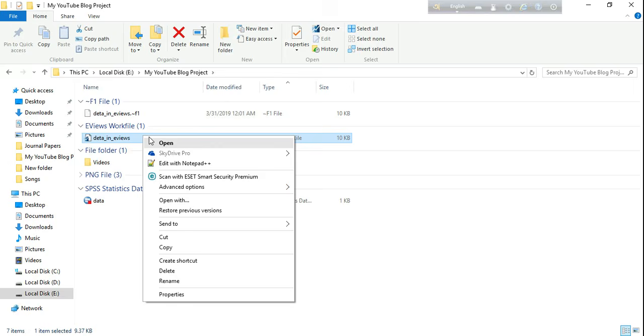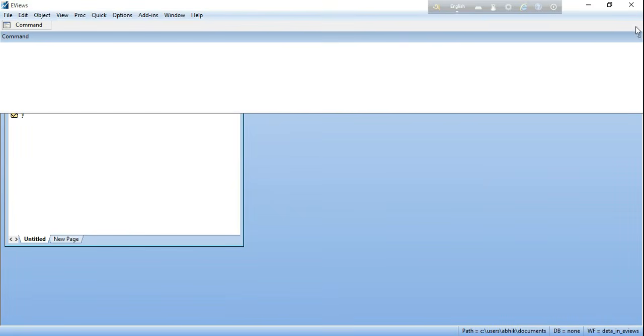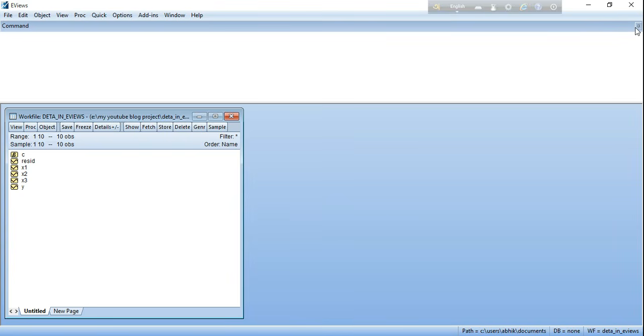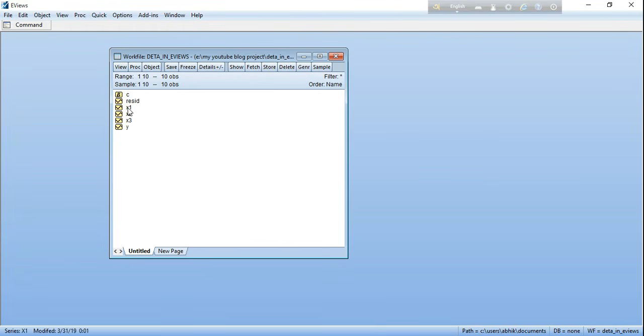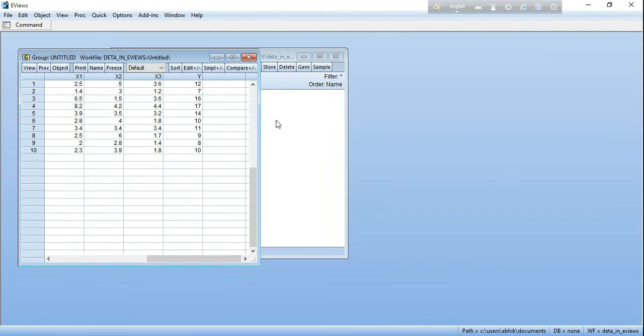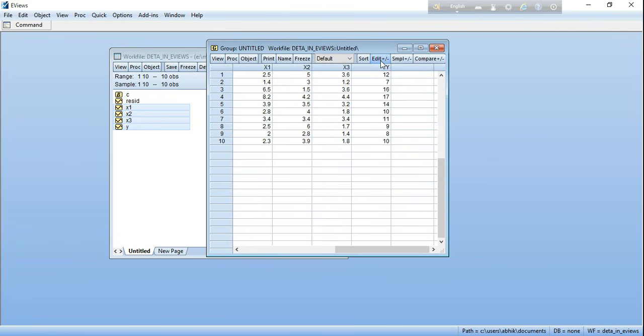So here is my data set. Let's open it and minimize the command window. I have three independent variables, x1, x2 and x3, and one dependent variable which is called y, and let's open them in a group. So y is my dependent variable and x1, x2, x3 are the three explanatory variables or independent variables.